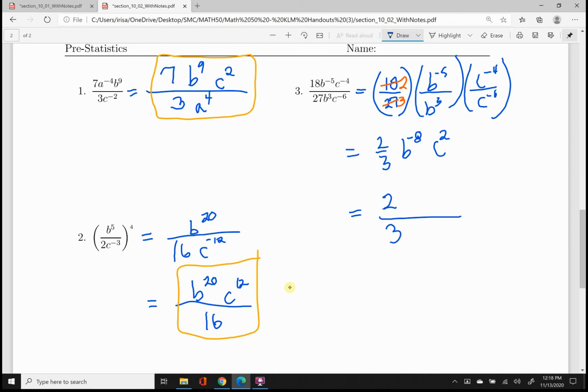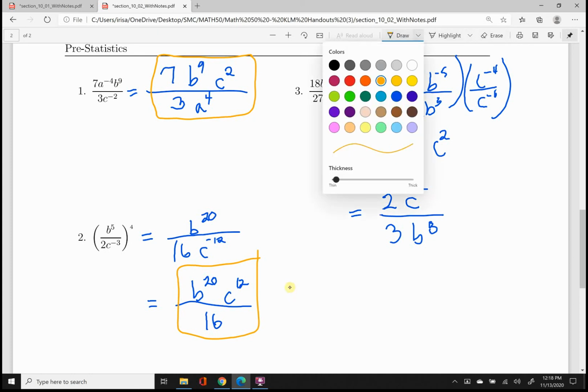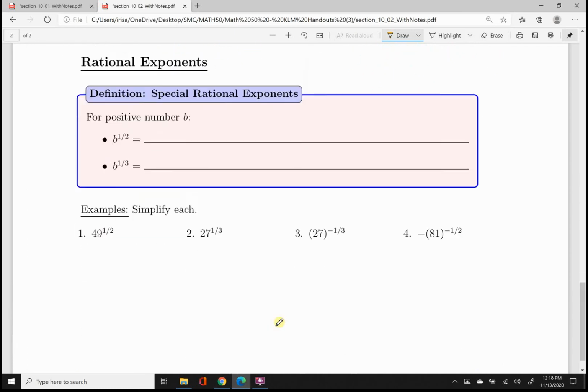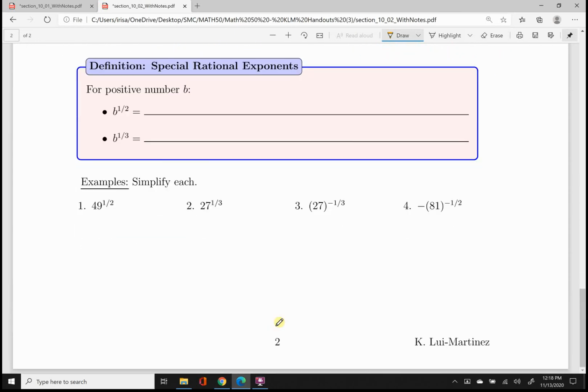So the b to the 8th power is going to go down below with the 3. And the c squared is going to stay up top because it has a positive exponent, right? Or just the 2. So hopefully that all feels good and makes sense. But let me know if it doesn't, and we can do more examples, or I can elaborate in class. Okay? Great. Next thing here, last rule of the day.